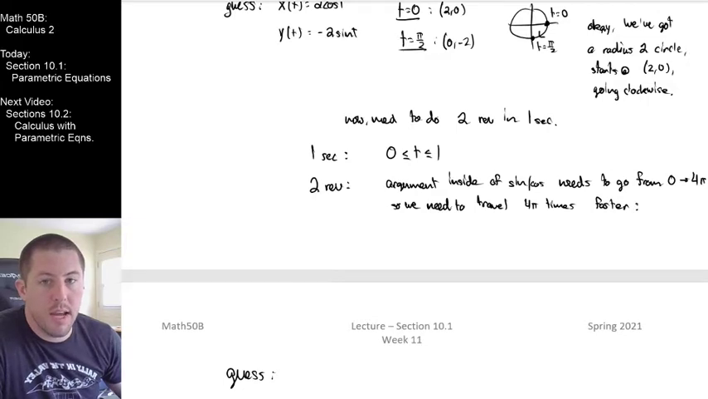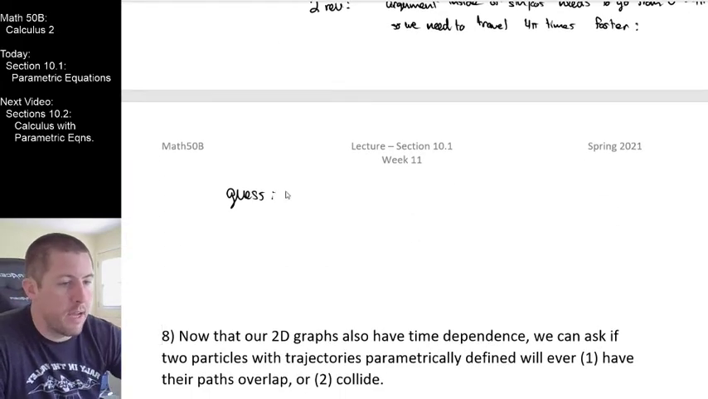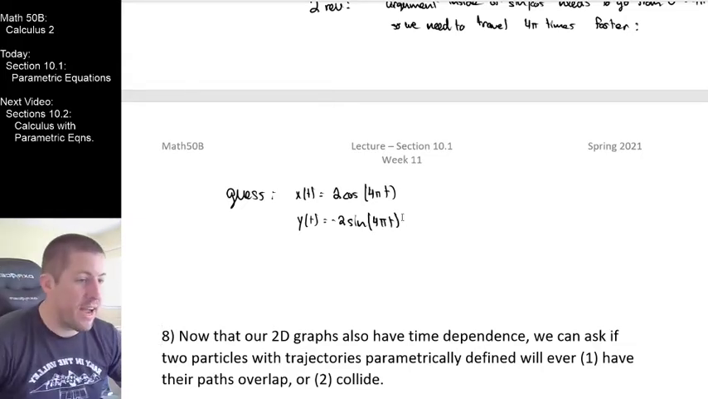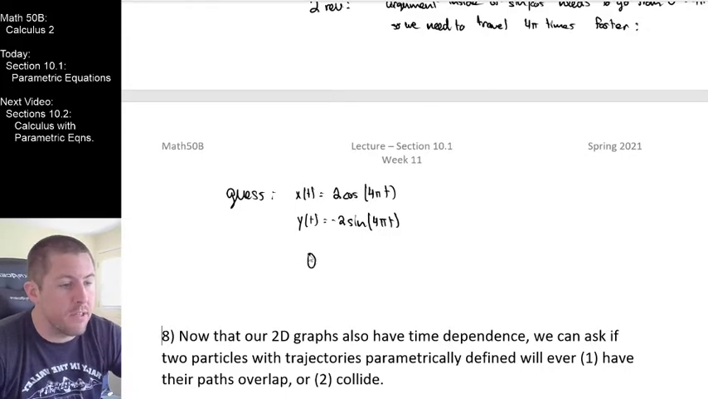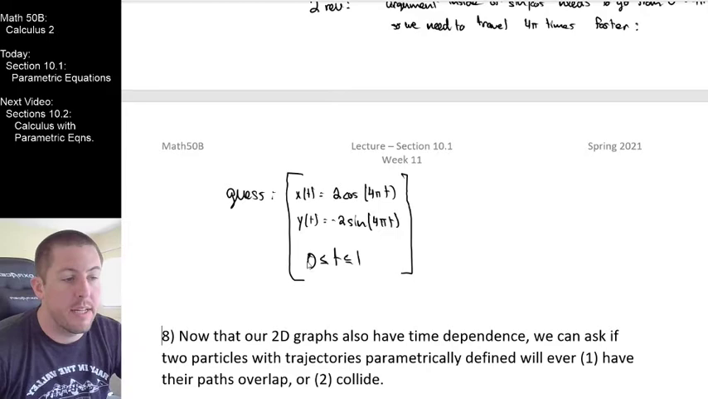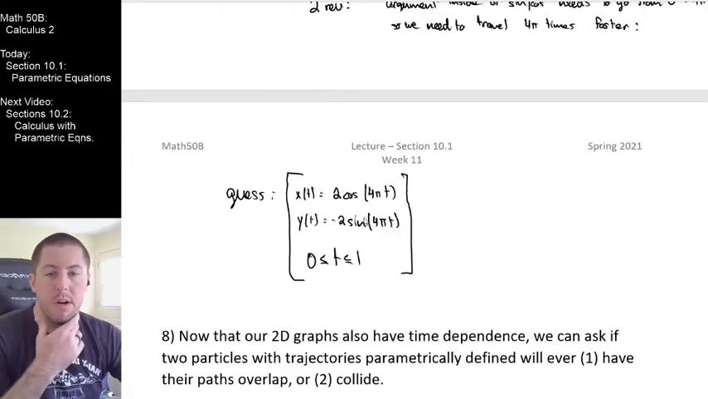So 2 cosine of t, negative 2 sine t is going to become x of t is 2 cosine 4 pi t. Y of t is negative 2 sine 4 pi t. I have to state my time interval here. That's definitely a component of my parametric equation. I think that this guess right here is going to get it for us. And I'm noticing that when I plug in 0 for time, I'm going to be at my appropriate starting location.